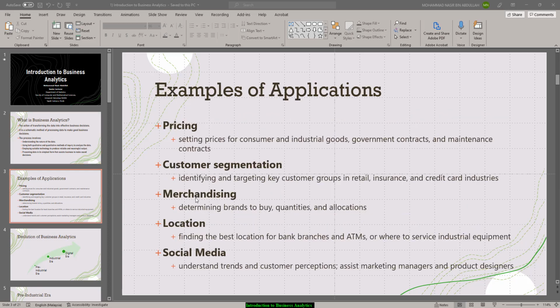So this is an example of application for business analytics. For example, customer segmentation. We need to identify and target key customers in groups, in retail, insurance, and credit card industries, for example. And then location, we need to find the best location for bank branches, ATMs, or where to service industrial equipment.